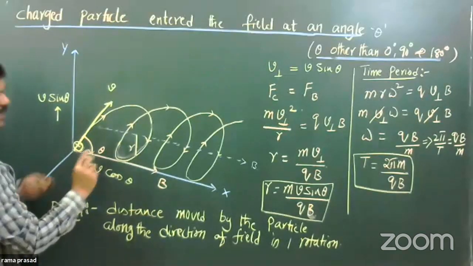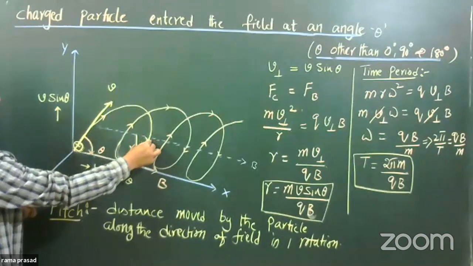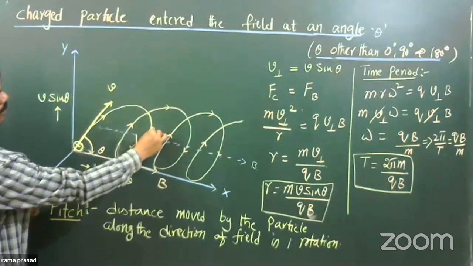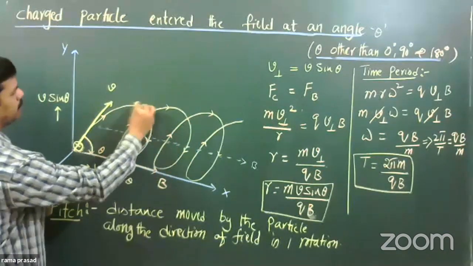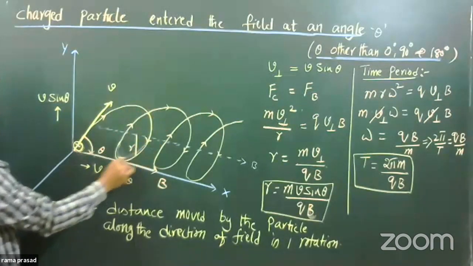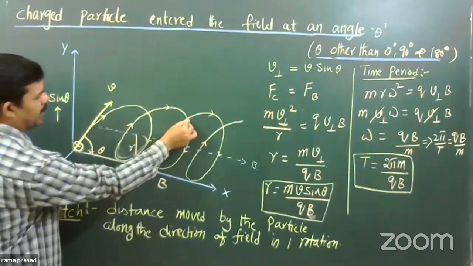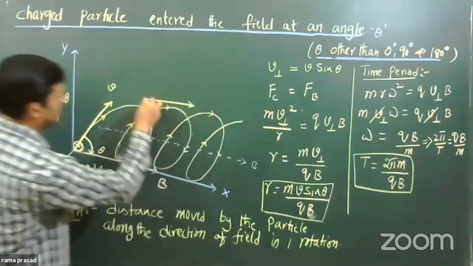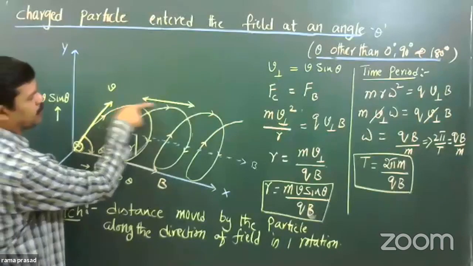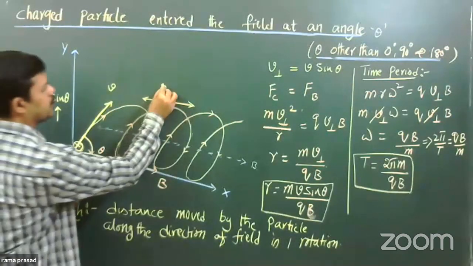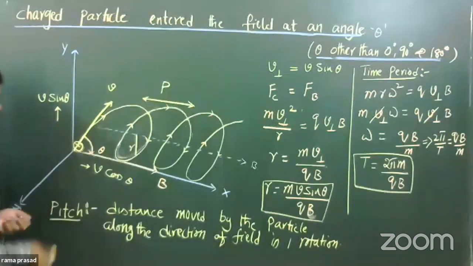See here, let us start from any point. I start from here. Observe. If it starts here, up to here is 1. So the distance moved in one rotation is this. In one rotation, it moves from here to here. This you call as pitch, capital P, represented with P.